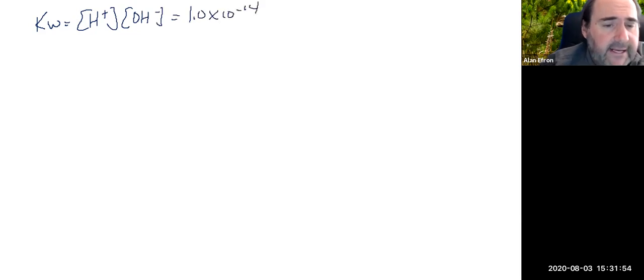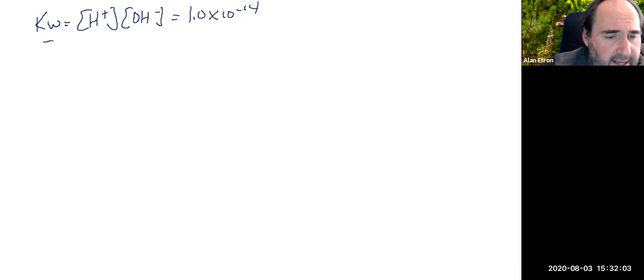Now, as we were talking about acids and bases, we talked about the idea of figuring out whether a solution was acidic or basic. One way that we could do that is using Kw, which is the equilibrium constant for water. That is the H plus concentration times the OH minus concentration equals 1 times 10 to the minus 14. And we could use this to figure out whether the solution is acidic, basic, or neutral.